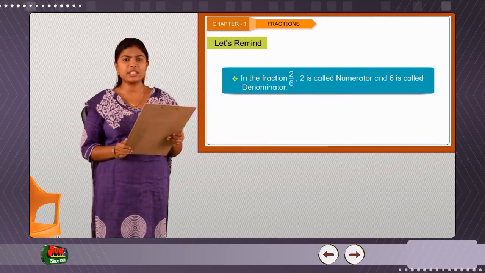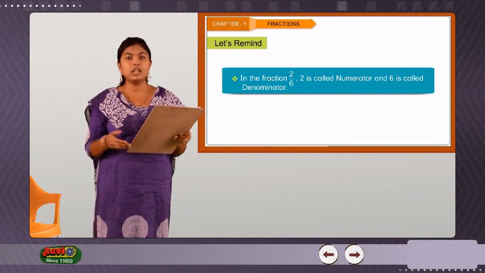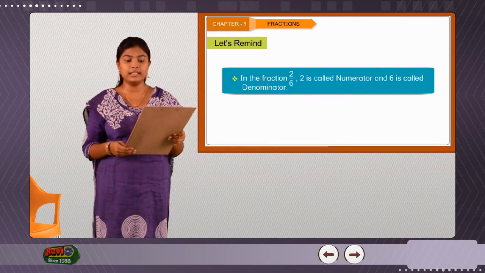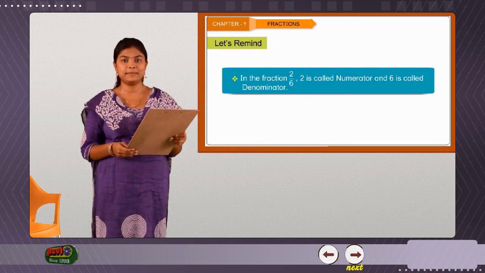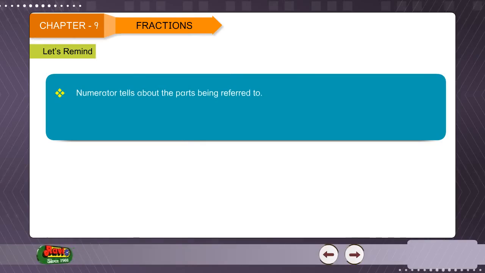In the fraction 2/6, 2 is called the numerator and 6 is called the denominator. Numerator tells about the parts being referred to. Denominator tells about the total number of parts.